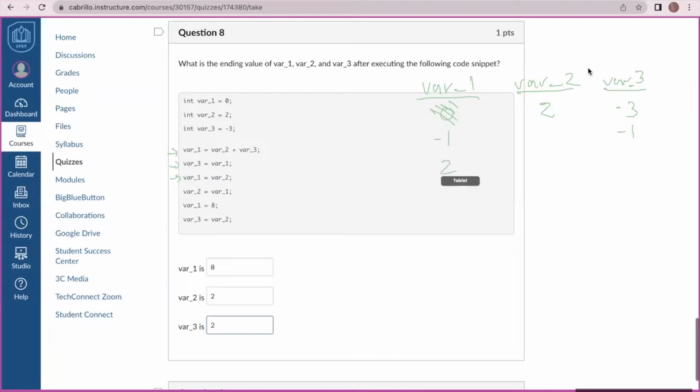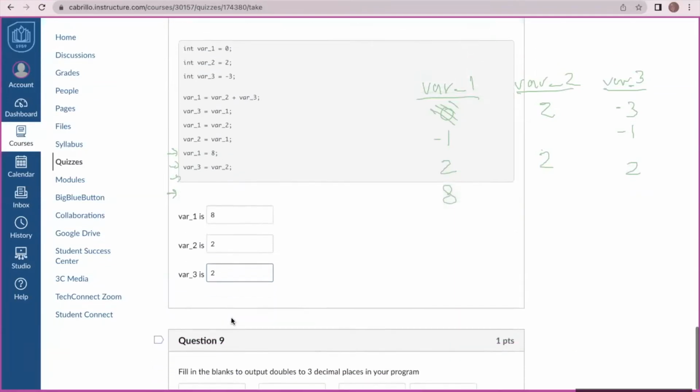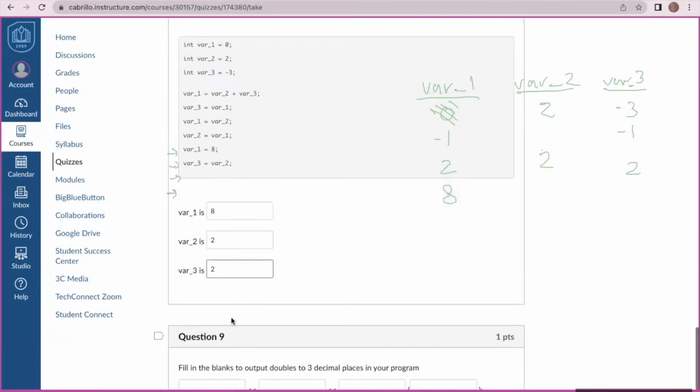Variable 2 is assigned with what was in variable 1, so this is 2 again. And finally, variable 1 is 8, and variable 3 is variable 2. So you got it absolutely correct. Very nice job. So the correct answer is 8, 2, and 2. So great work. All right, any questions on that?